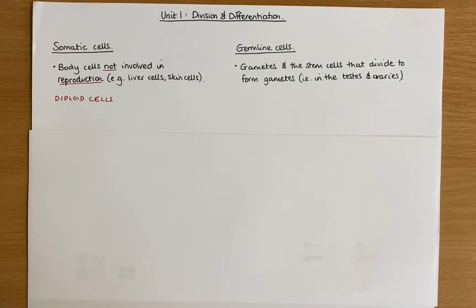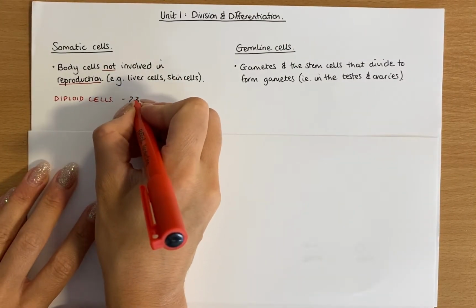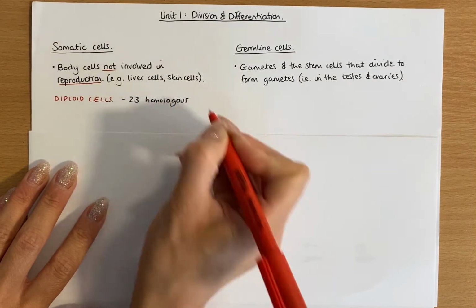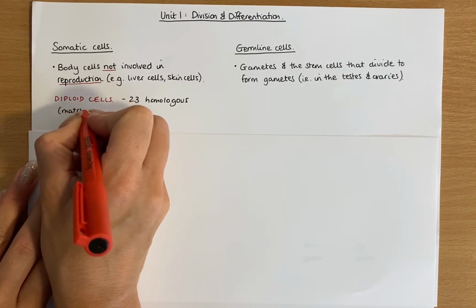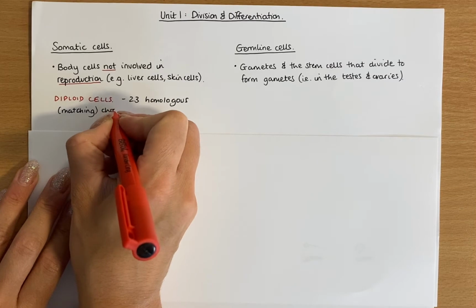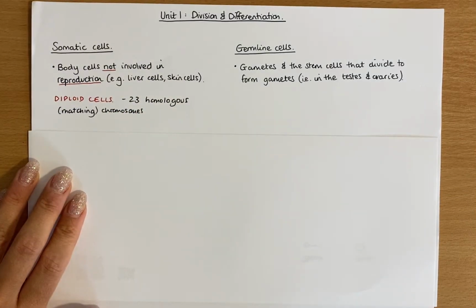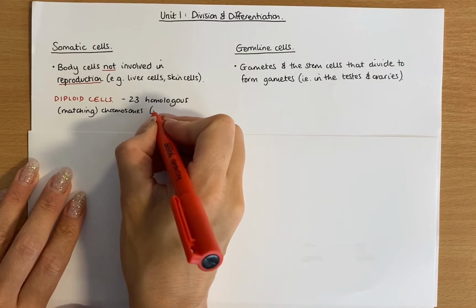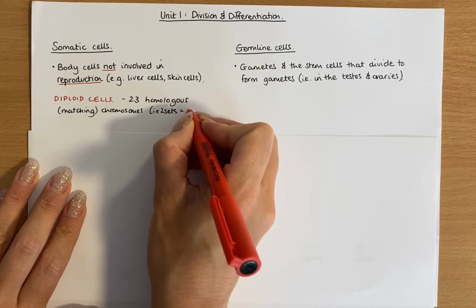Okay. So when it comes to Higher, you need to know slightly more information than that. You need to know that diploid cells have 23 what's called homologous chromosomes. Now homologous just means matching. Okay. So chromosomes that are matched as pairs. Okay, now because there are 23 pairs of chromosomes, 23 matching pairs of chromosomes, that means that we've got two sets and ultimately 46 chromosomes.